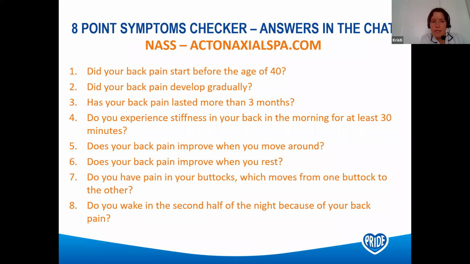So the answers to these questions, for inflammatory back pain, all of them would often be a yes, apart from number 6, does your back pain improve when you rest? Often inflammatory back pain doesn't improve when you rest, but everything else, yes, it does. And I'll bring that out throughout the presentation.